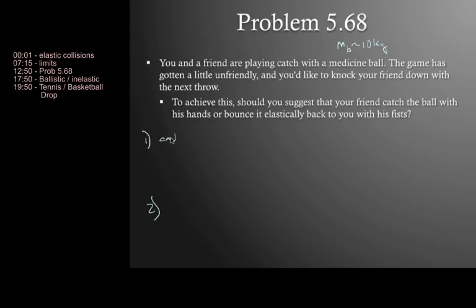One is catch. So if he's going to catch the ball, if we draw a picture, you throw the ball at your friend, and sometime later, your friend catches the ball. So initially, the momentum was M medicine ball, V medicine ball. Your friend doesn't have any momentum. After the collision, you have the mass of your friend plus the mass of the medicine ball times the velocity that they're going to go. So momentum is conserved.